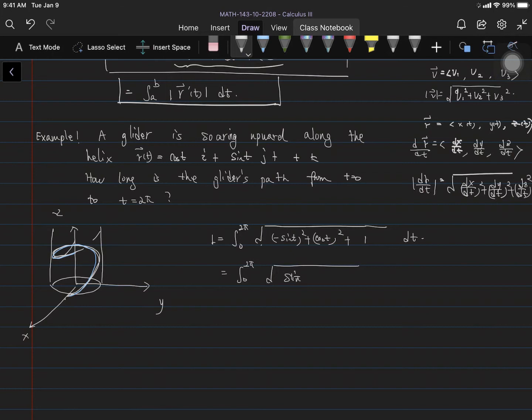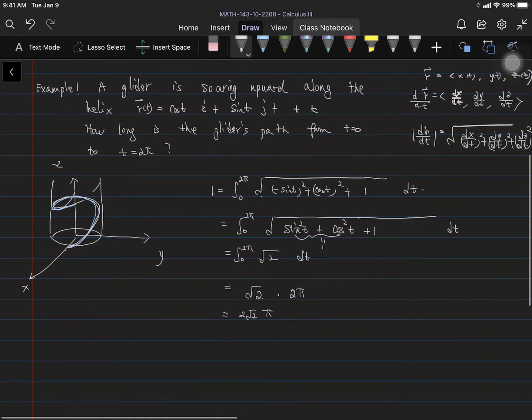Okay, I can write down one more step. But whenever you see sine squared and cosine squared, you know we can always combine them. This is the integral of 2 pi. This equals 1, so which is root 2 dt. And this constant, we can just take the constant out. So the final answer is root 2 times 2 pi, which is 2 root 2 pi. This is the final answer.